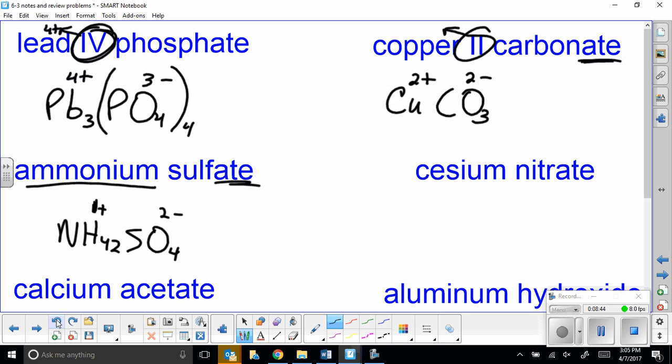It looks like I have 42 hydrogens. What I do is I put parentheses around that to show that there are 2 NH4s. There's 2 NH4s in there when I put parentheses with that 2.